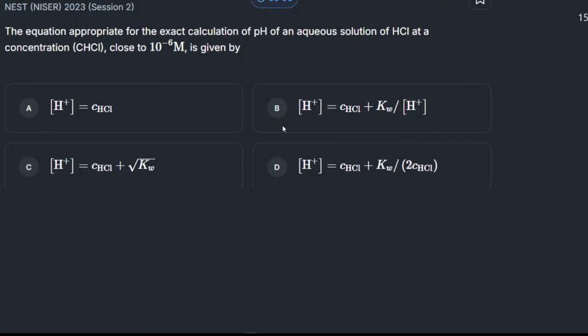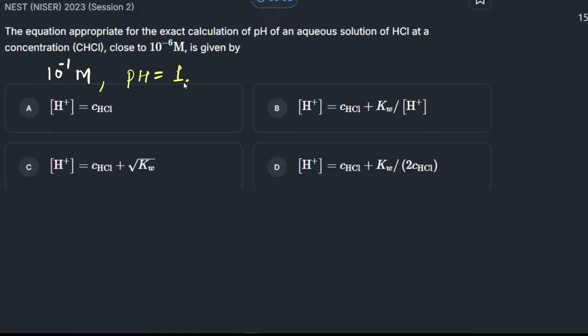Okay. Do this question. The equation appropriate for the exact calculation of the pH of an aqueous solution of HCl at a concentration C of HCl close to 10 raised to power minus 6 molar is given by which? If the concentration of HCl is 10 raised to power minus 1 molar, pH is taken as 1 only, meaning we neglect the contribution from water.